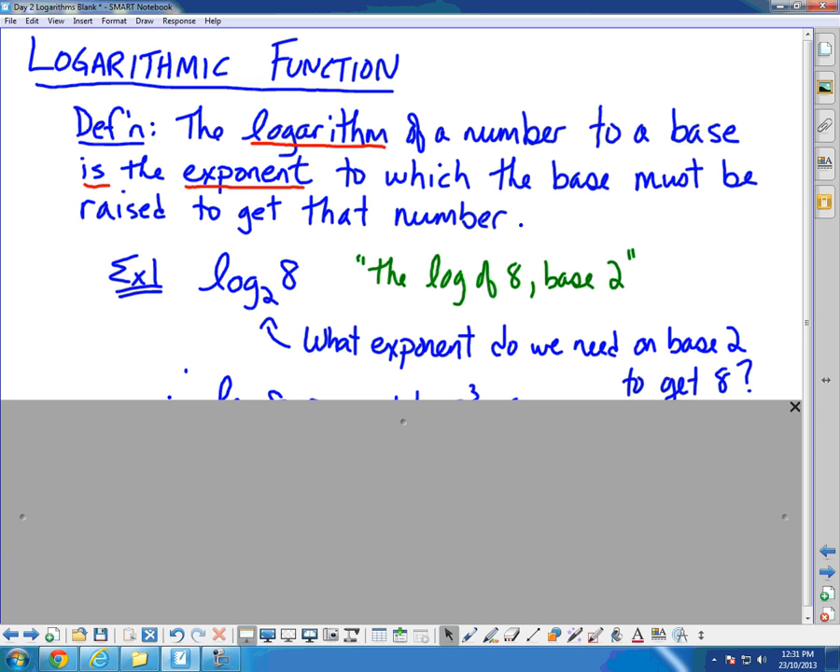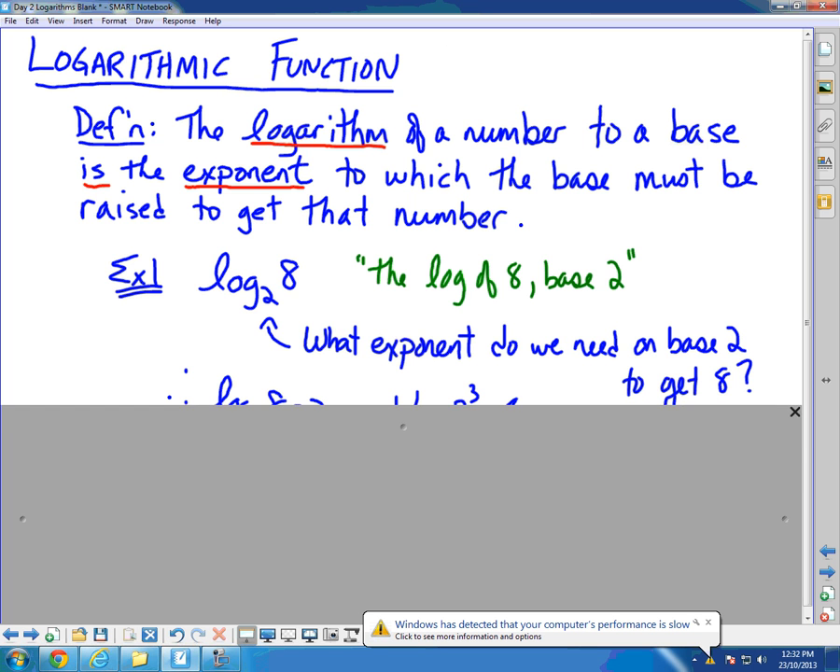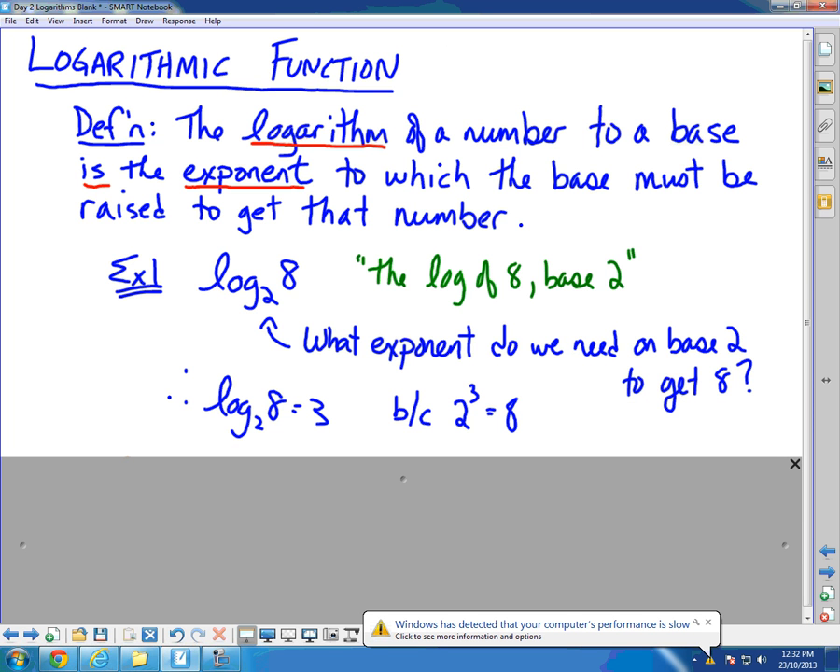So it doesn't take much stretch. You start asking yourself, what exponent do I put on a base 2 to get 8? So you think, well, is it 2? 2 squared is 4. No. Is it 4? Oh, 2 to the power of 4 is 16. That's too big. So is it 3? 2 to the power of 3 is 8. And so I know that log 8 base 2 is 3. B/C here means because. So I know that log 8 base 2 is 3 because 2 to the power of 3 is 8.